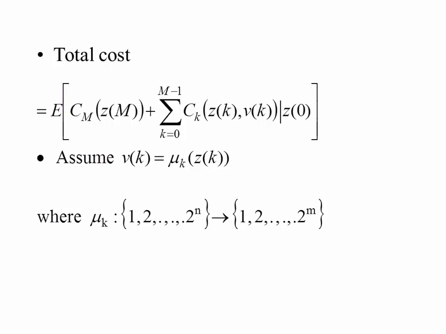And now you assume that the control input is a function of the state. So u_k is some function mu_k of the state at time k. So mu_k is basically a mapping from the state space, because your state space is 2 to the power of n dimensional. Remember, you had strings of zeros and ones of length n, so there were 2 to the power of n possibilities. So mu_k is a function that maps the state space to the control space. There are 2 to the power of m possibilities for the controls.